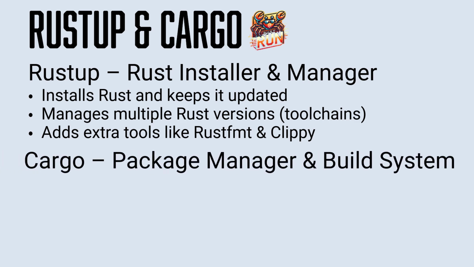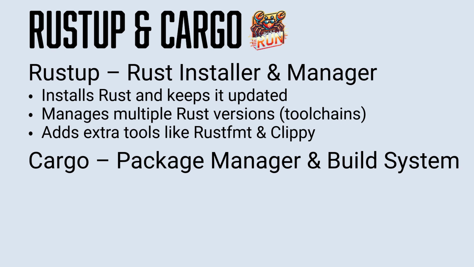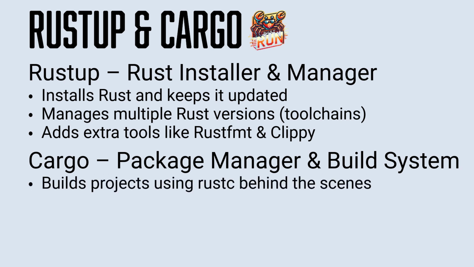Next up, Cargo. Cargo is Rust's package manager and build system, making development simple and efficient. It compiles and runs your projects, manages dependencies seamlessly, and keeps everything organized. Similar to npm for JavaScript or pip for Python, Cargo handles dependencies automatically so you can focus on coding.